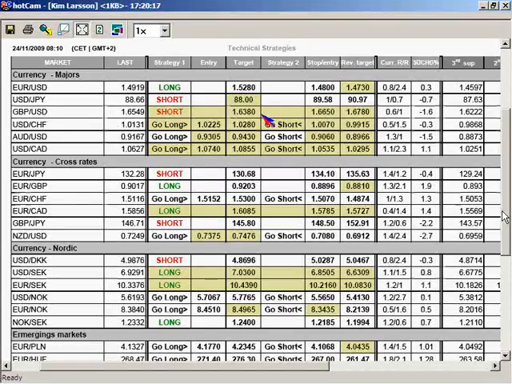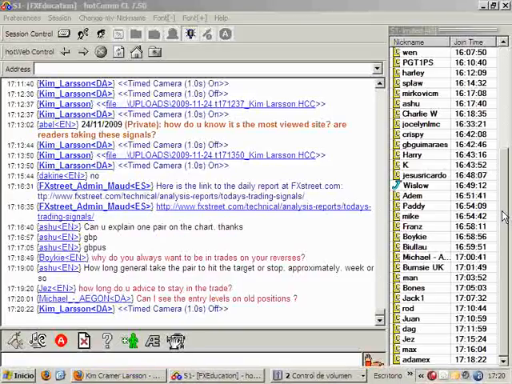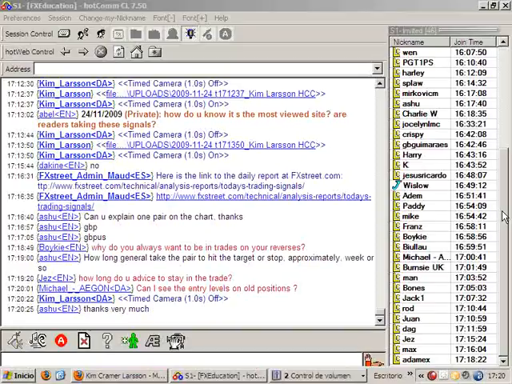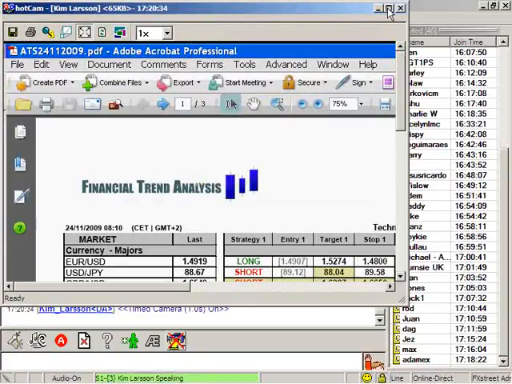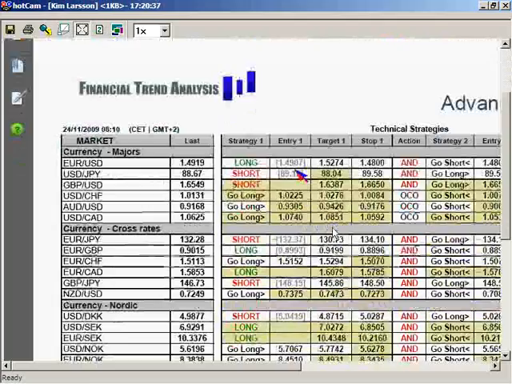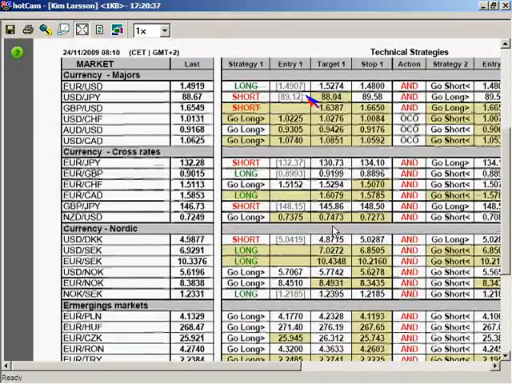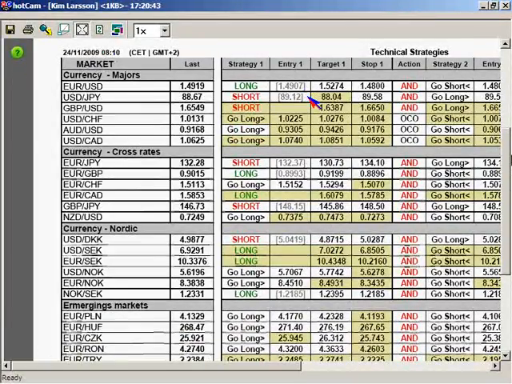Yes, you can see the old entry levels on the old positions if you are a client. If you are a client, you will receive this one. It is all the same strategies, the same stops, but you will be able to see the entry where we entered the trade. Like in dollar yen, we went short at 89.12. There will be nothing in cable because the entry level is the same as the last price this morning.